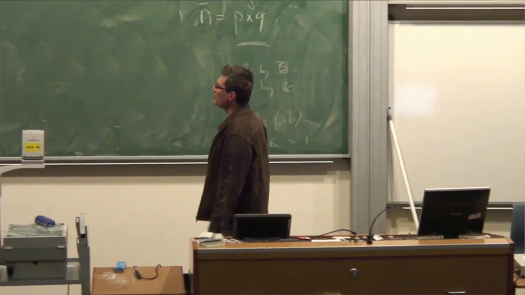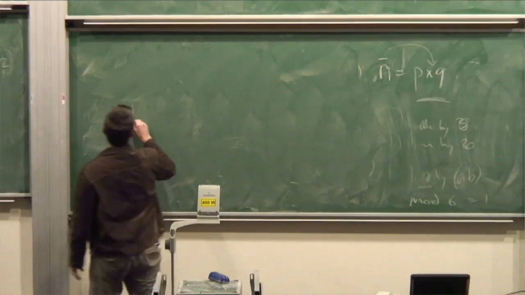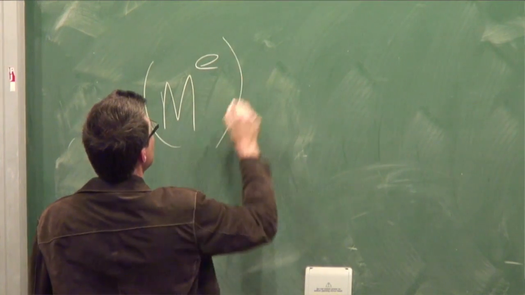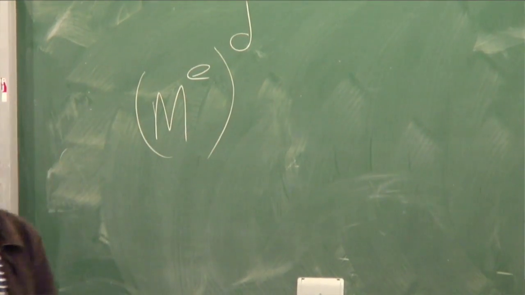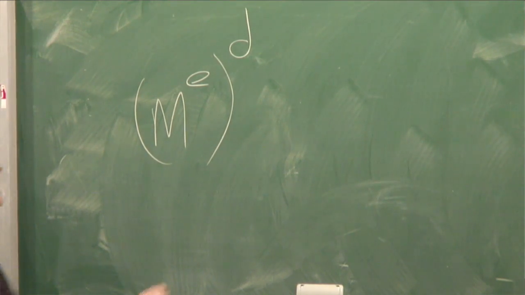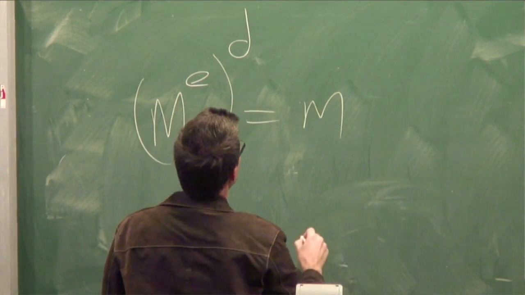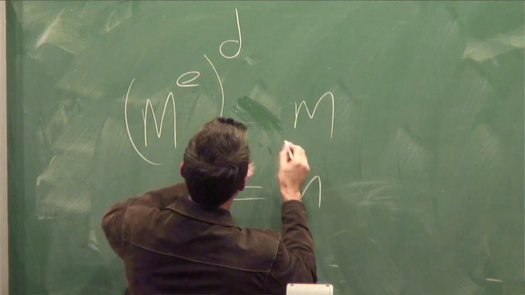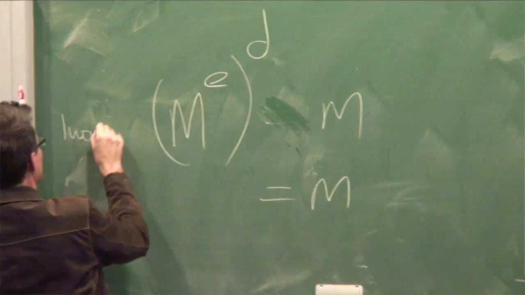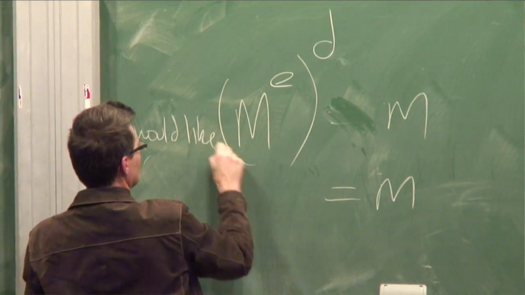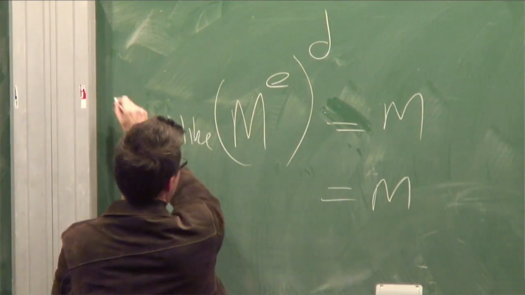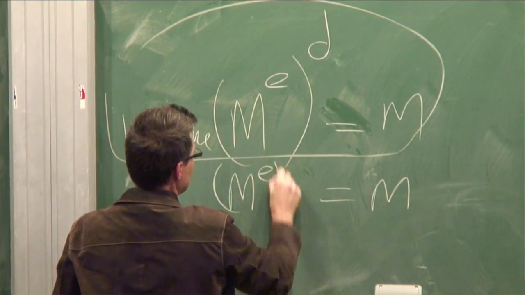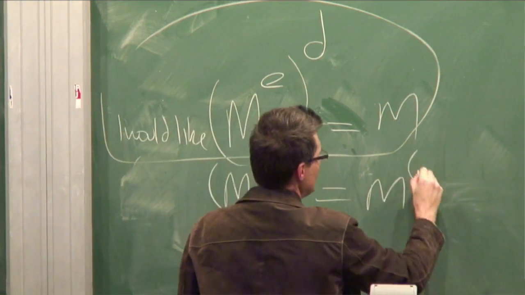So why does it work? Well, here's why it works. It's very simple. I want to show, essentially, that if I've got the message and I raise it to the encryption key and then I raise it to the decryption key, what do I want to get back at the end? I want that to be equal to M. Okay, well, what is this really equal to? That's what I'd like. And here's what I know. M to the E to the D is the same as M to the ED.